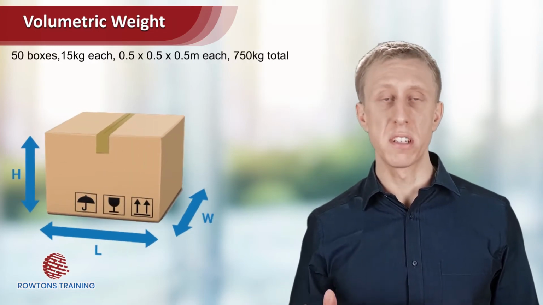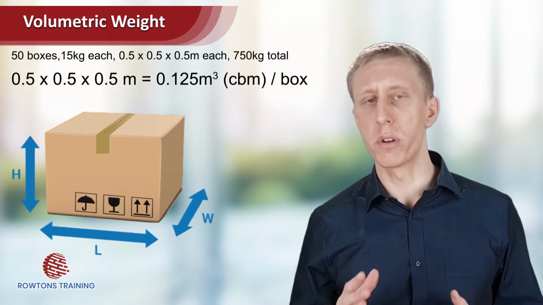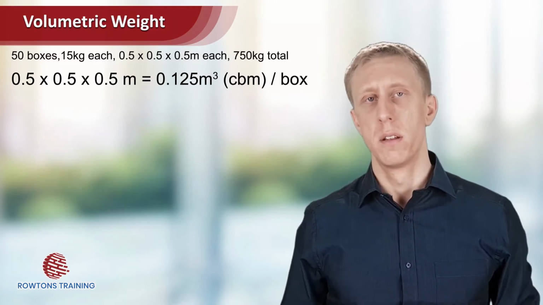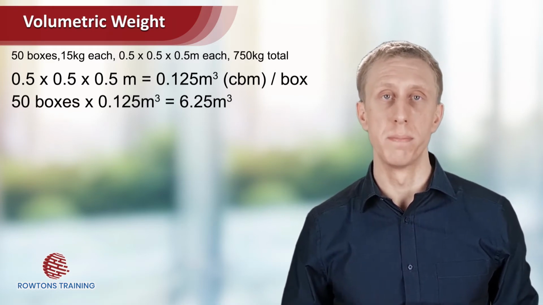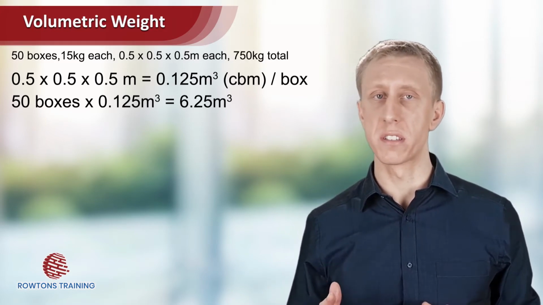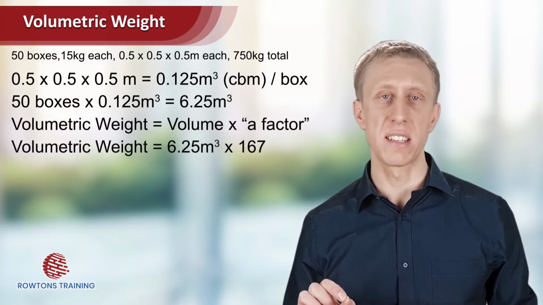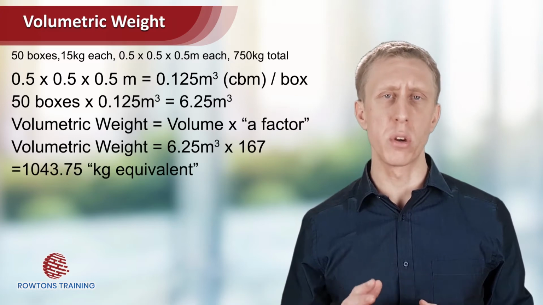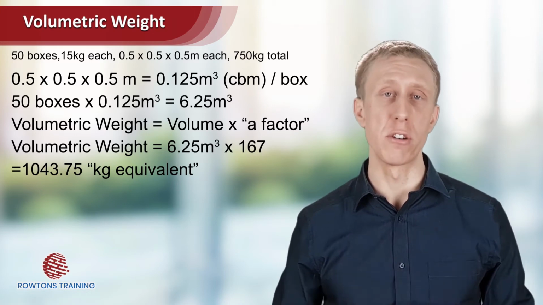If we have 50 boxes of dimensions 0.5, 0.5, 0.5 meters, that equals 0.125 cubic meters per box. And for the total of the 50 boxes, that's 6.25 cubic meters. So that's the total volume of our shipment. And then we multiply it by the factor. In our case, 167. And 6.25 times 167 equals 1043.75, which we then use the units of kilograms of volumetric weight.